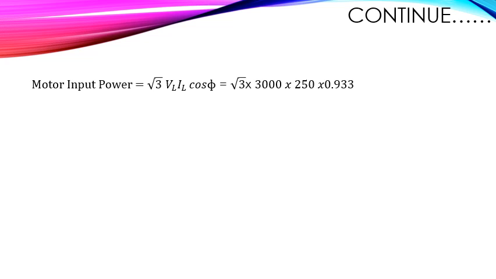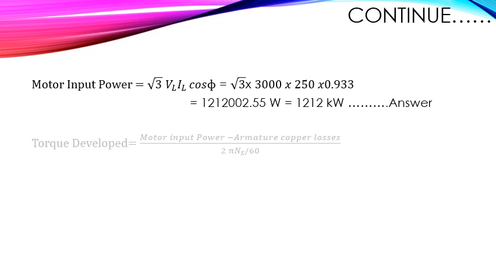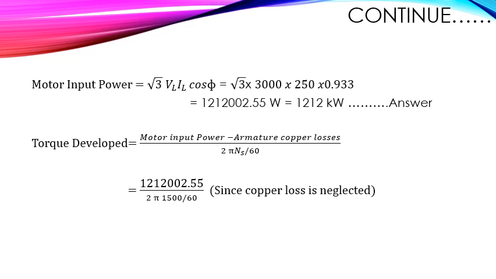Next, motor input power is equal to root 3 VL IL cos phi. Just put the values. Then we will get the motor input power as 1212 kilowatt. Then torque developed. Now the motor input power is calculated. Armature copper loss is neglected here, right? So just put the input power and synchronous speed and get the torque developed in Newton meter. So that is the answer.